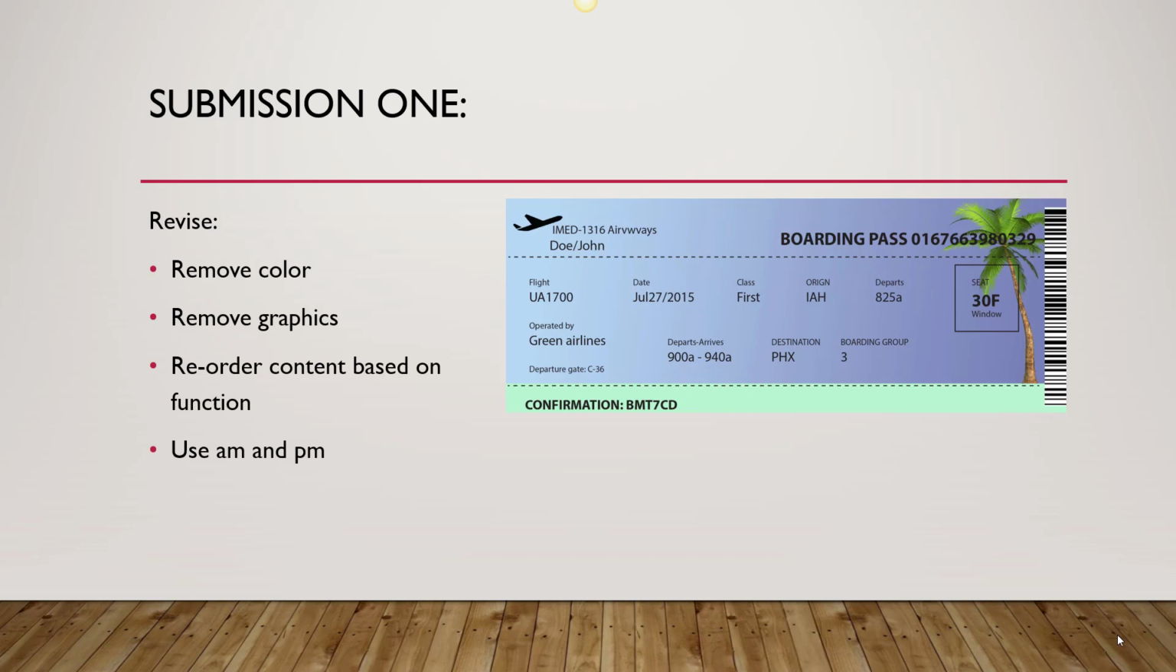It's not a big deal, but 825A can be confusing. So it should be 8:25 AM, and we need to also format the time. Same with 900A, 940A, all that needs to be changed, right? And again, it's a curveball, remember? If it was any other project that needed graphics, it would be a beautiful design. But again, remember, it does not meet the needs.